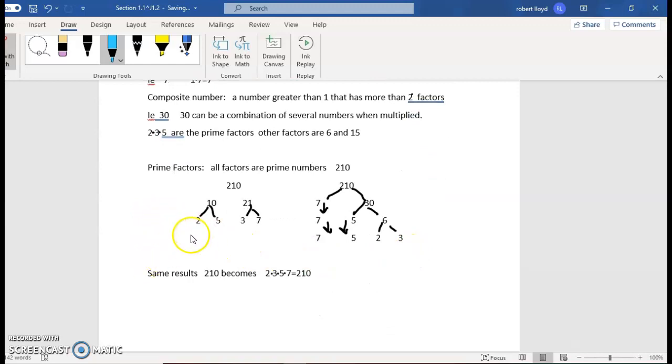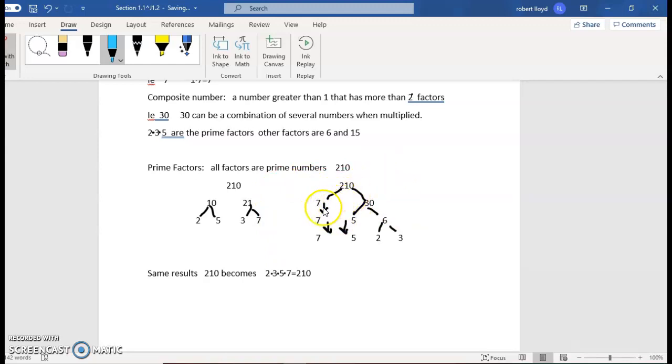Prime factors. Let's start with the number 210. You can start with any two numbers multiplied that give you 210. For example, we know it ends in a 0, so we could start with 10 times 21. Well, 10 is not prime, so we break that into 2 times 5, and we break the 21 into 3 times 7. Now suppose you had started with another number.